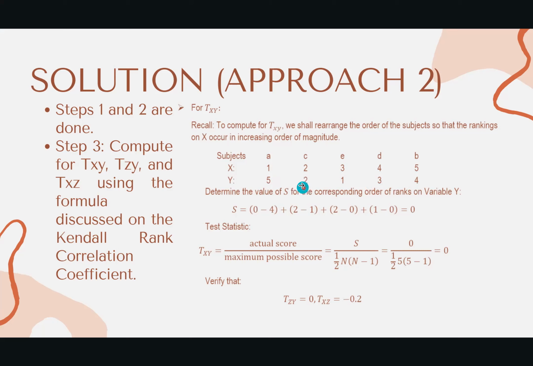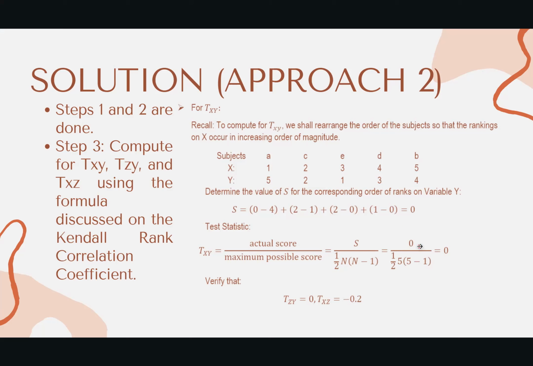And then for C, for subject C, ilan ang mas maliit, mas malaki na values kaysa sa 2 na nasa kanan, 3 and 4. So 2. Ilan yung mas maliit sa 2 na nasa kanan? 1 lang under subject E. So 2 minus 1 and so on. And verify that we would get 0. And then now for the test statistic, kukompute na lamang natin ito na yung actual score, which is yung S divided by the maximum possible score, which is given by 1/2 times n minus 1. And we also get 0.